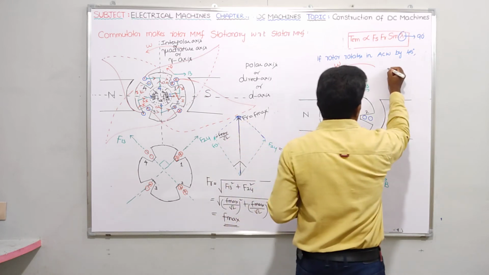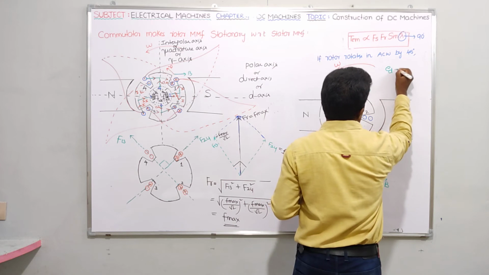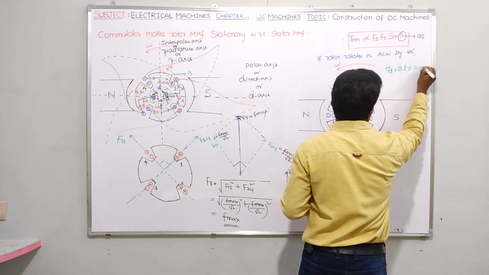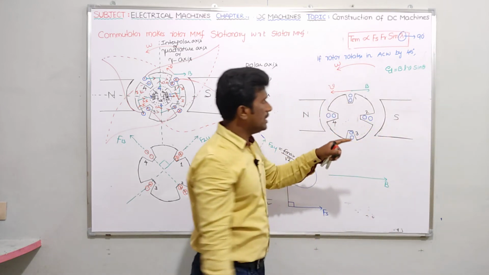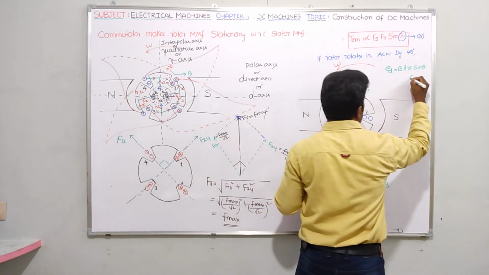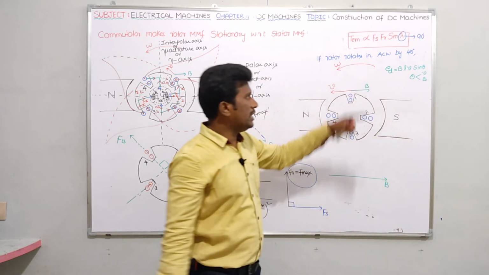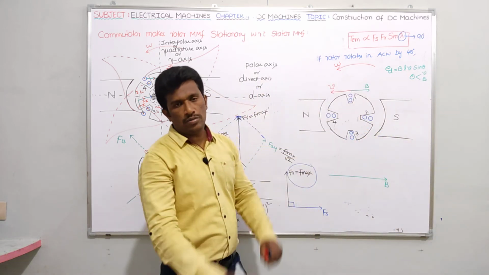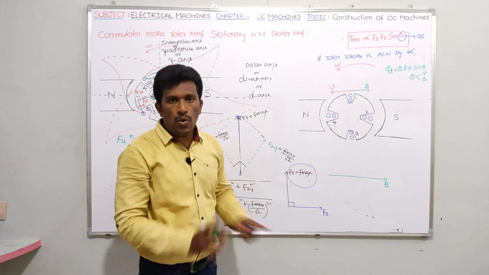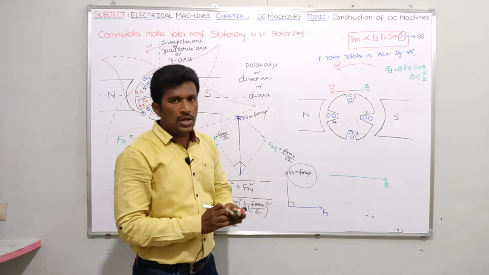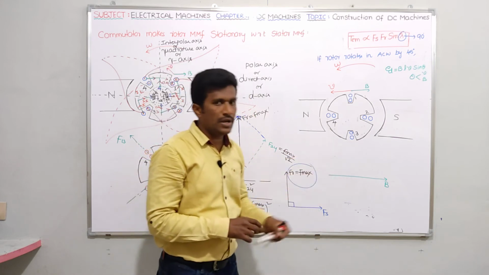We know the dynamic induced EMF formula, e = BLV sin theta. Theta is the angle between small v and capital B. If theta is 180 degrees, what about the e value? It is 0. There is no EMF in slot number 1. Similarly, no EMF in slot number 3 also. If you want, you can check.